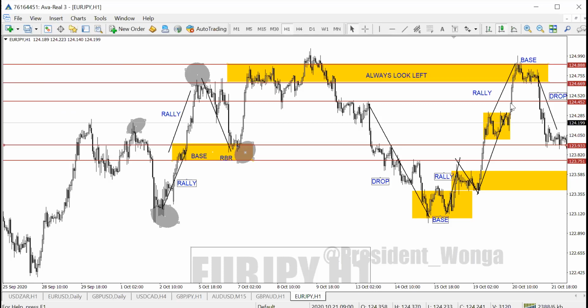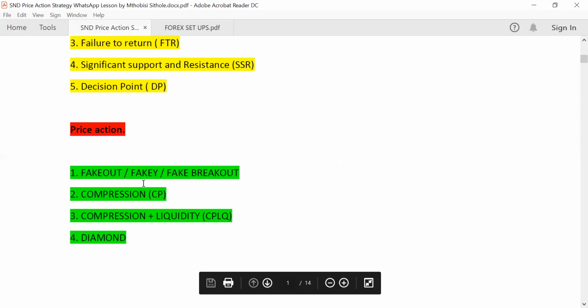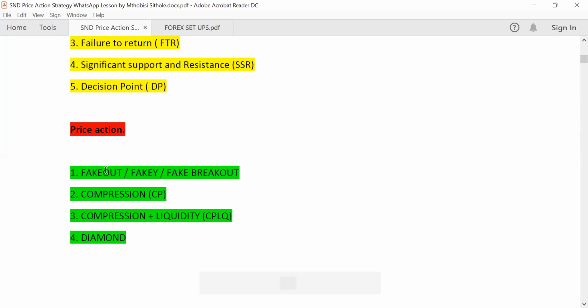We're going to dive deep and analyze at least 3 or 4 pairs before we close the session, just to prepare you for the week. When we talk about price action, it's what the price does, like a fake out. A fake out is where the price creates an M or W, which means your resistance or support, a compression plus liquidity, or a diamond.